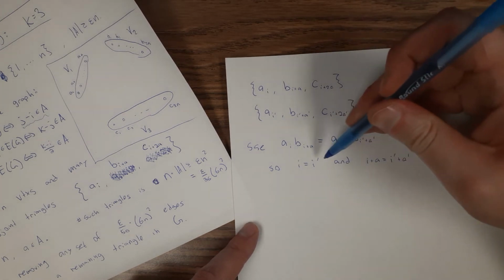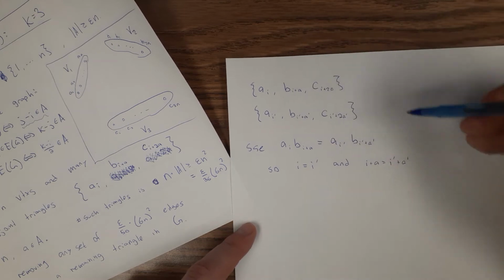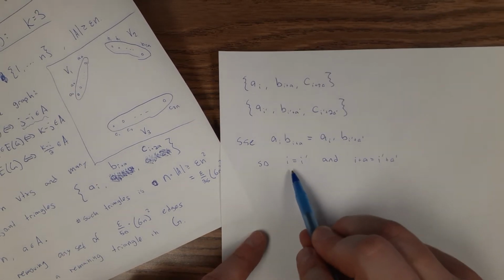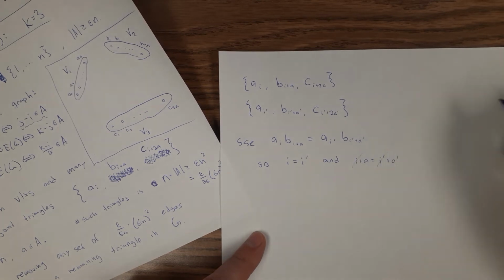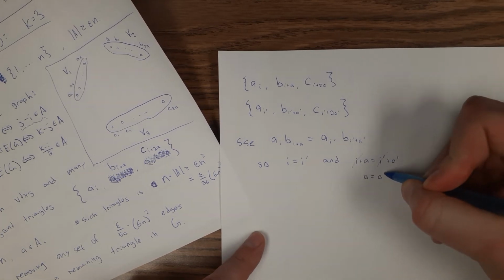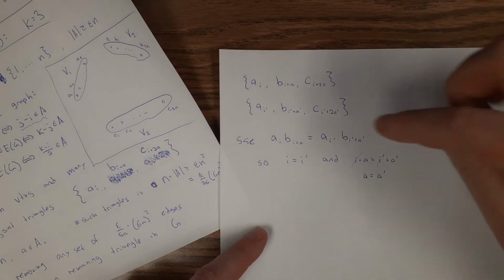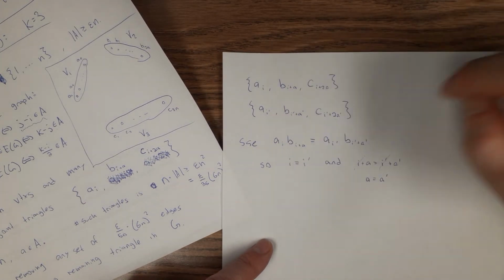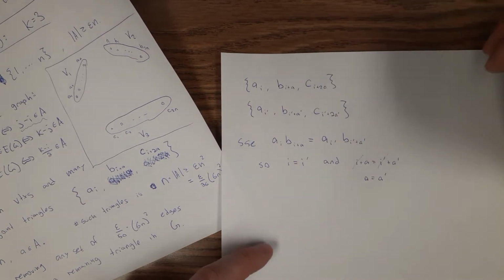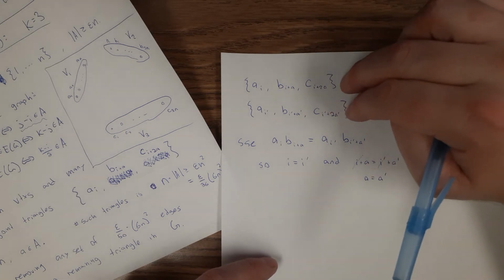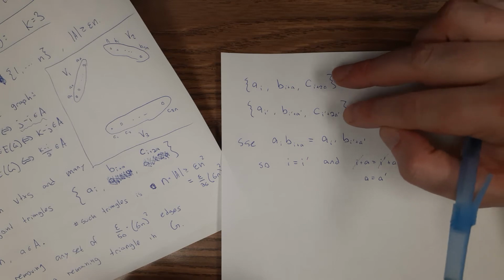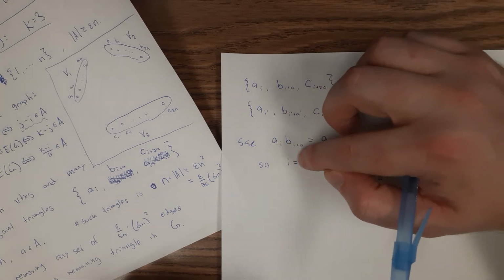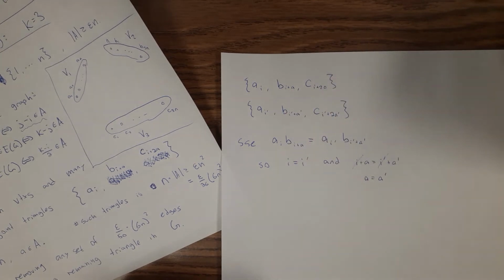But then this tells me that i and i prime are the same. And now that I know that i and i prime are the same, I can just cancel i and i prime from here, and that tells me that a and a prime are the same. In other words, this is the exact same pair. This is the exact same triangle. These triangles are completely determined by the value of i and the value of a. And I just told you that they have the same value of i and the same value of a.